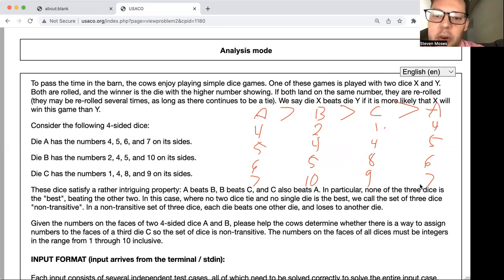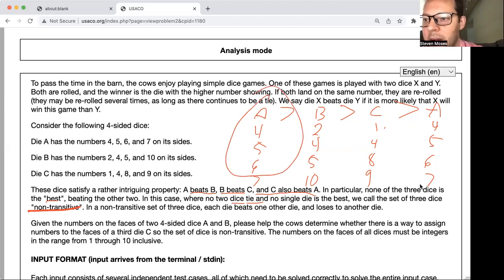These dice satisfy, and then we're going to read about it. These dice satisfy a rather intriguing property. A beats B, B beats C, and C also beats A. In particular, none of these 3 dice is the best, beating the other 2. In this case, when no two dice tie and no single die is the best, we call the set of the 3 dice non-transitive. In a non-transitive set of 3 dice, each die beats one other die and loses to another die. Given the numbers of the faces of the 2 4-sided dice, A and B, please help the cows determine whether there is a way to assign numbers to the faces of the 3rd die, C, so that the set of dice is non-transitive.